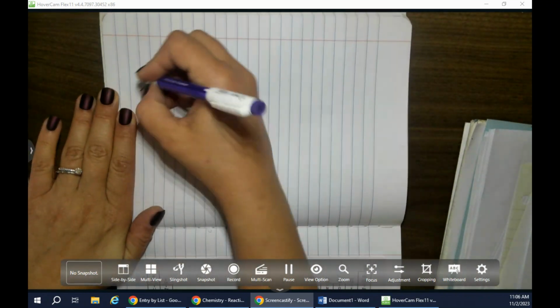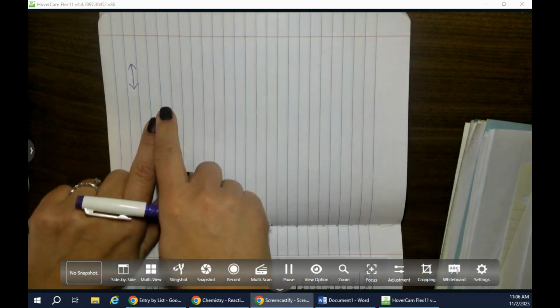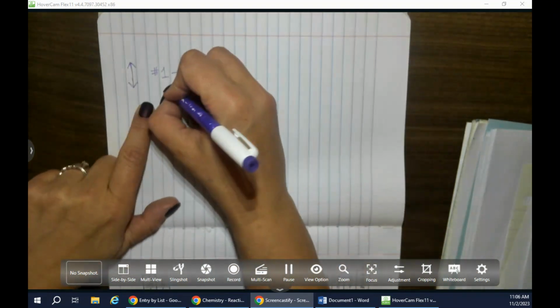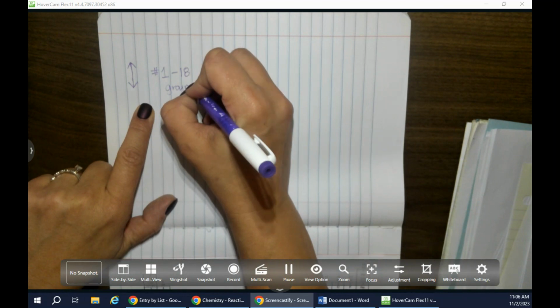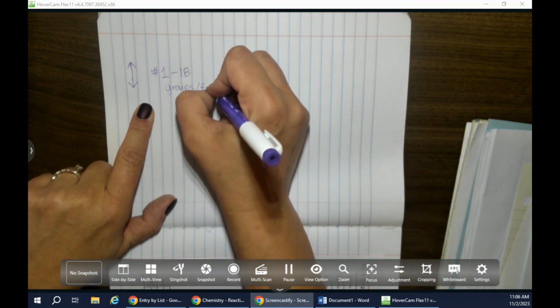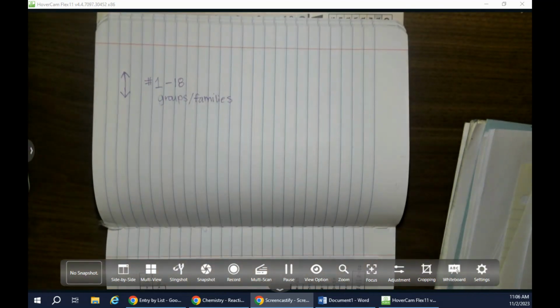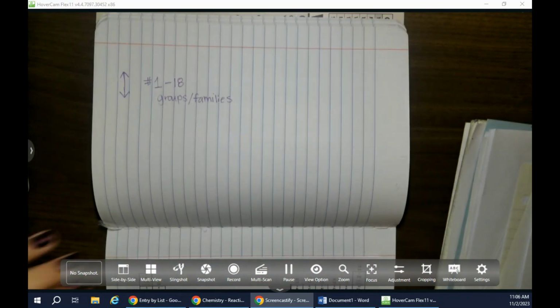So we know that the columns on the periodic table, okay, we have these numbers that are above them. We have numbers 1 through 18. What are those known as? Groups. Okay. They are also known as families. So go ahead and make sure that you have that part there as well. Okay. Families. So these will definitely have similarities.